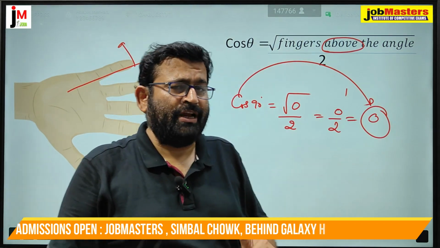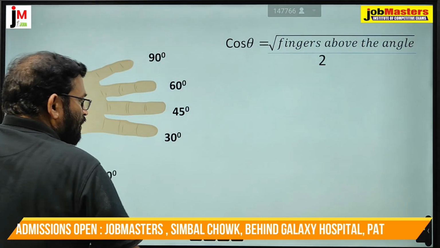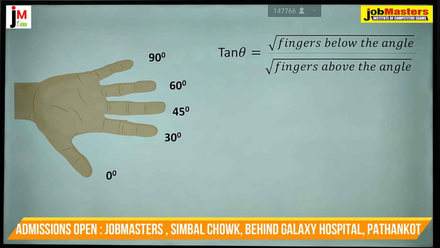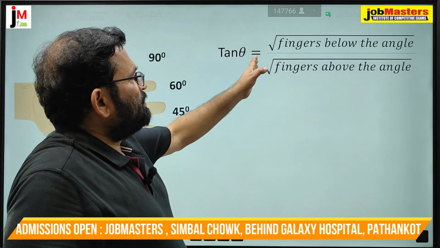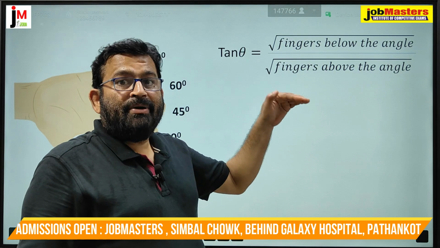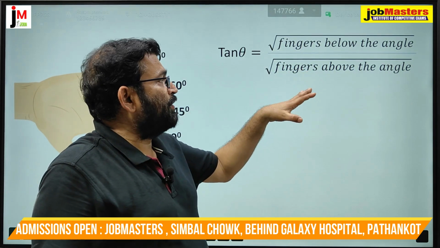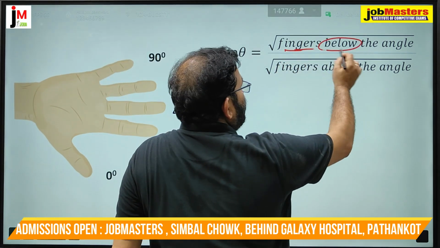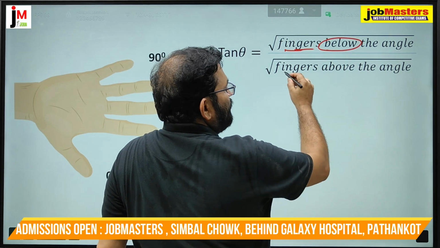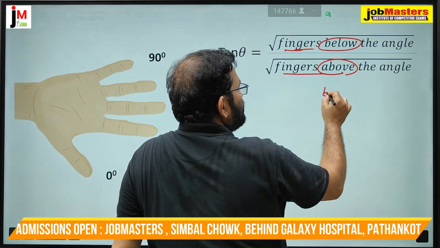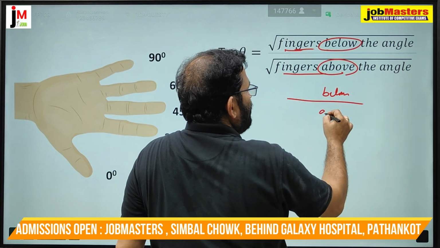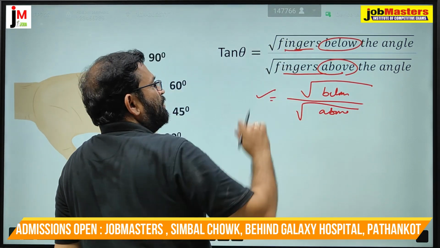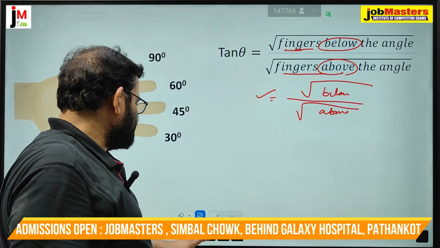Now some students have problem, sir, how can we find tan of any angle? So we also have formula for that in this method. So how that formula works, it is here. The formula is tan theta is always equal to root of number of fingers below the angle, divided by root of number of fingers above the angle. So below is in numerator and above is in denominator, and both have roots. So this is the formula which I have written here. So I think the formula is clear for you.